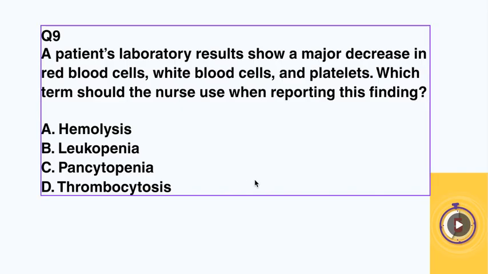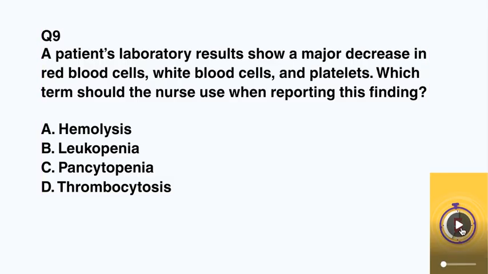A patient's laboratory results show a major decrease in red blood cells, white blood cells, and platelets. Which term should the nurse use when reporting this finding? Letter A, hemolysis. Letter B, leukopenia. Letter C, pancytopenia. Or letter D, thrombocytosis.